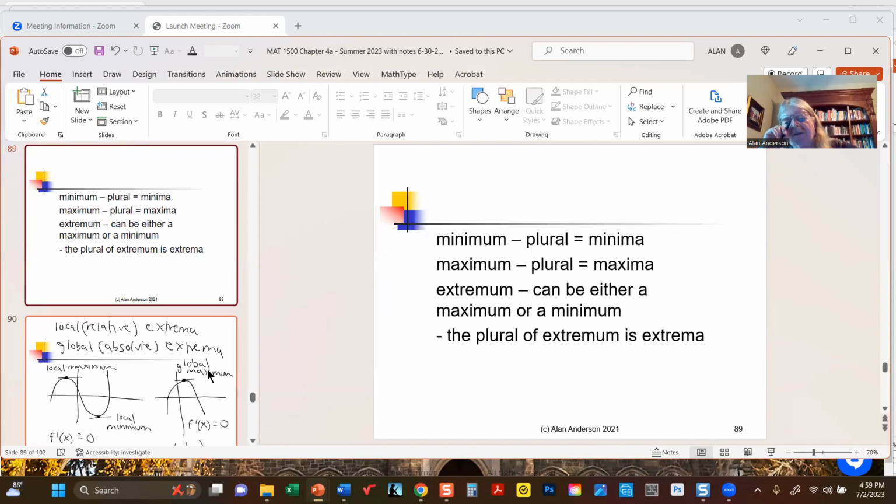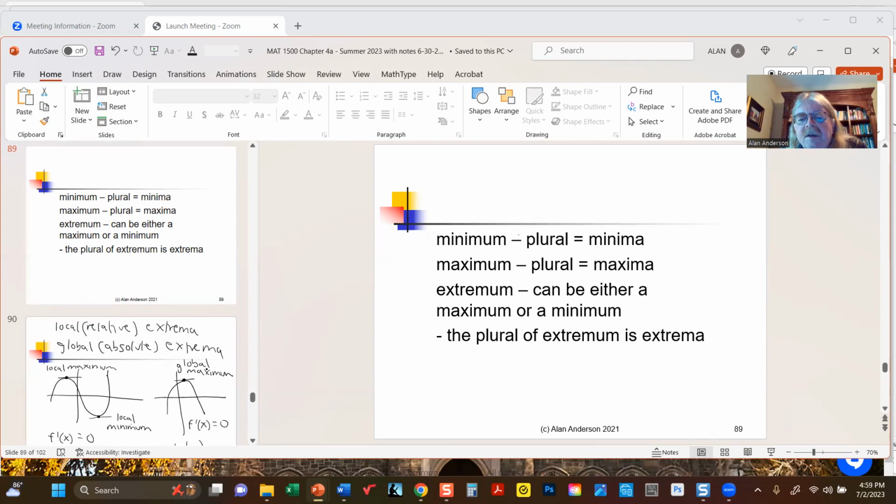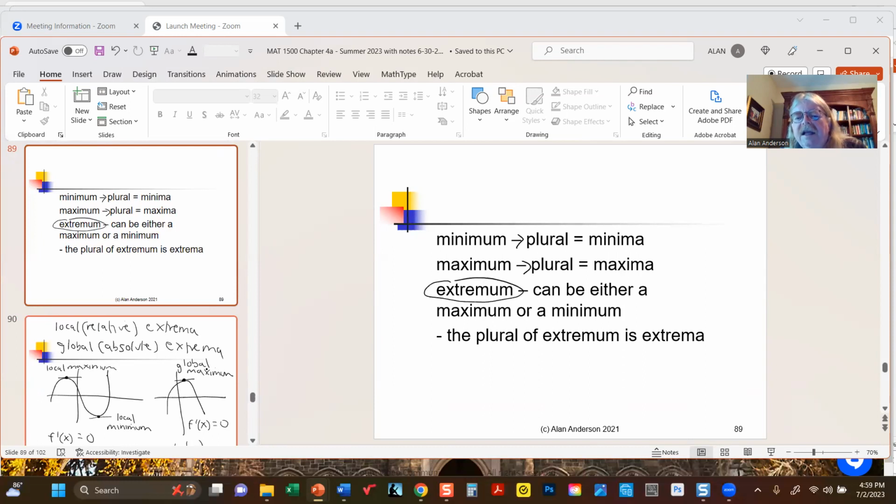Okay, so anyway, here's just a quick review. I just wanted to throw this up there one more time. We're kind of beating this to death, but the word minimum has a plural of minima. The word maximum has a plural of maxima. The word extremum refers to either a maximum or a minimum, and the plural of extremum is extrema.